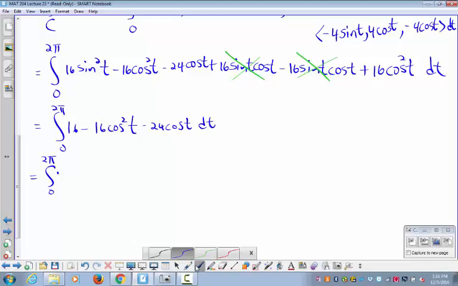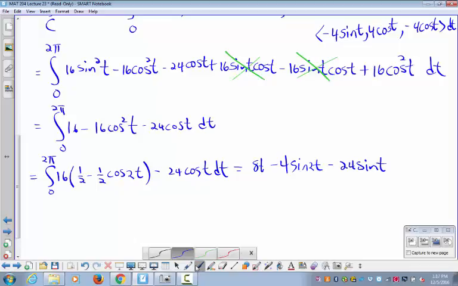So we write that as 16 sine squared, but then we're going to write sine squared as 1 half minus 1 half cosine of 2t, minus 24 cosine t. Too determined to look for a Pythagorean identity, I guess. So integrating this with respect to t, we have 8 there, so that gives us 8t. Here we have minus 8 cosine, so that's going to integrate to sine of 2t. Then we have to divide by 2, so that's going to put a 4 out here. And then we integrate this part, and we get minus 24 sine t, and t is 0 to 2 pi.